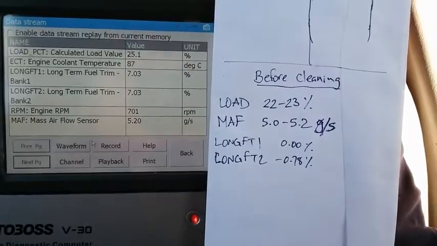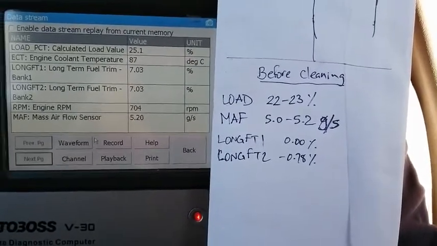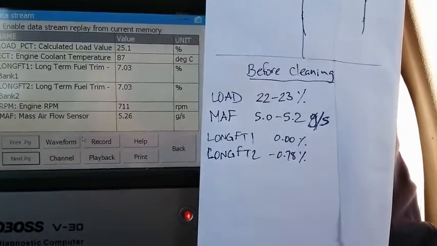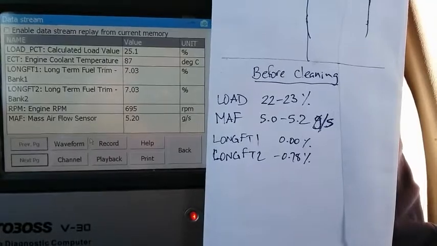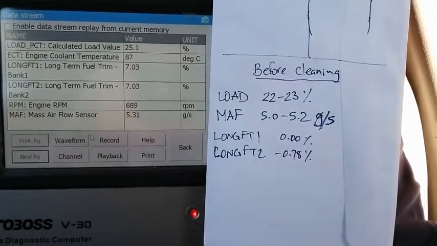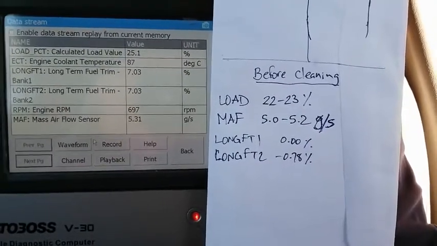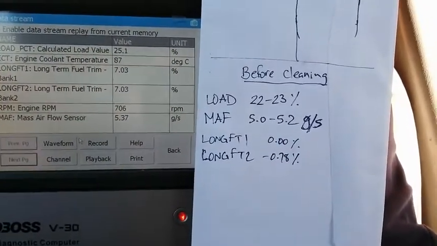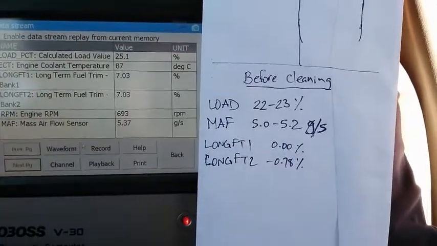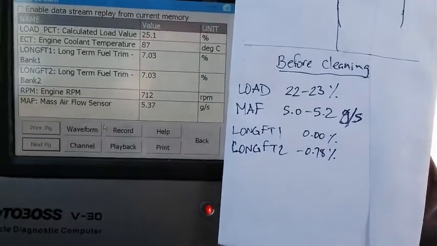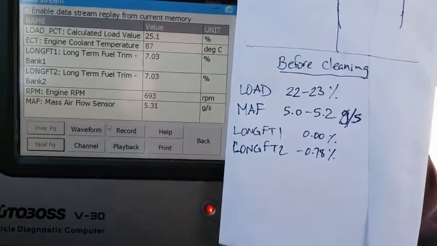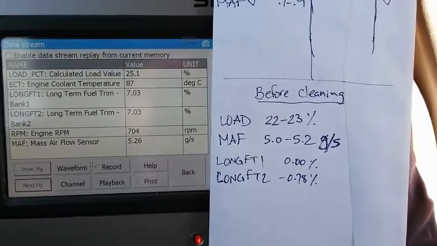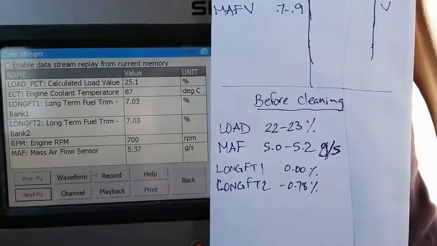Ideally for a vehicle that's 16 years old, being at 7% compared to 0%, they're more likely to be at a higher range instead of 0%, since the engine is almost 16 years old. And on these Ford vehicles, the long-term fuel trim range is between plus or minus 20%, which is still damn good.